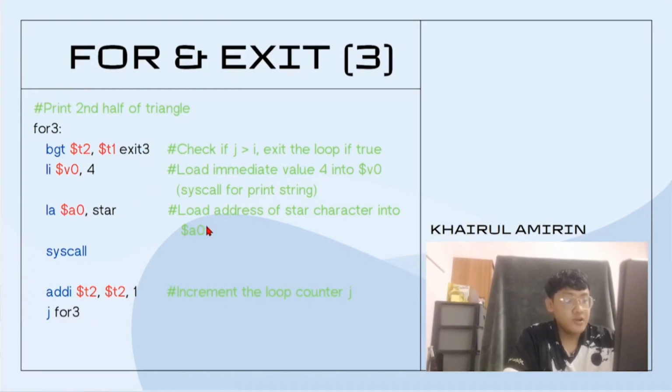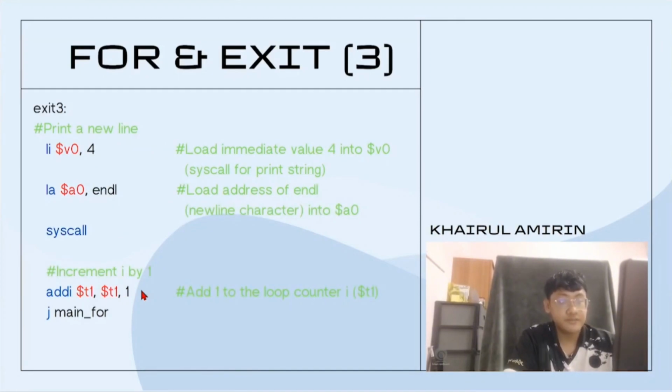So when the condition in the branch if greater than here is no longer true, it falls to the exit 3. So exit 3 is in the next slide. Okay, we will go to the next slide.